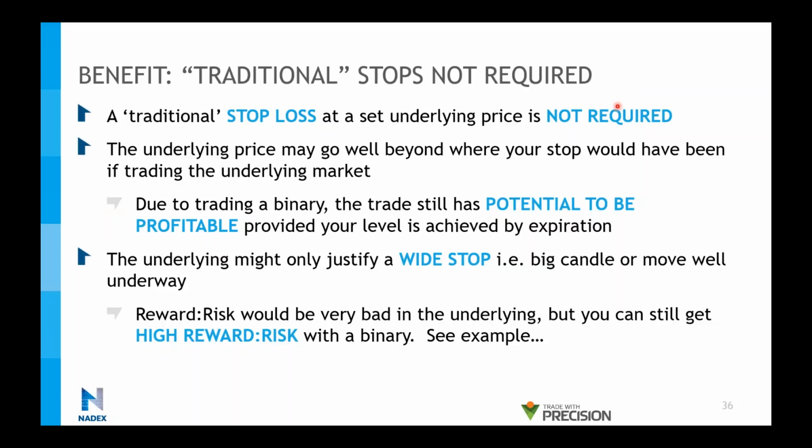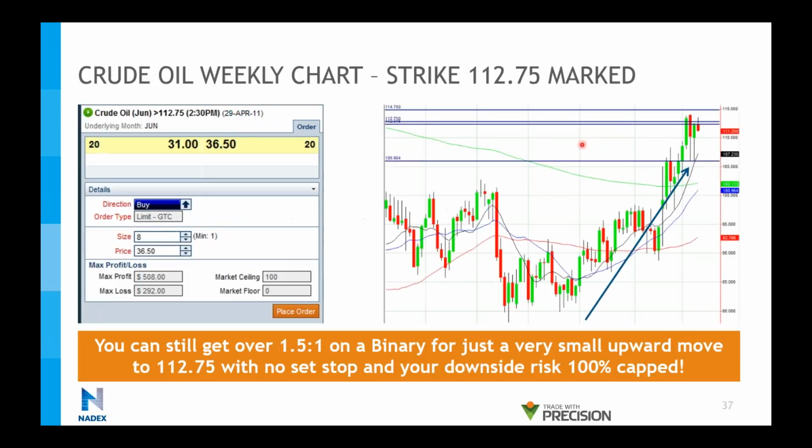The underlying might only justify a wide stop, big candle, or move well underway. Reward risk would be very bad in that scenario. But again, you can still get a very high reward to risk for the binary. Let's have a look at this example here. We're looking here at a crude oil weekly chart with a strike of 112.75.